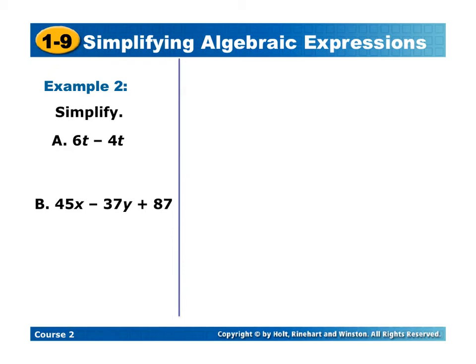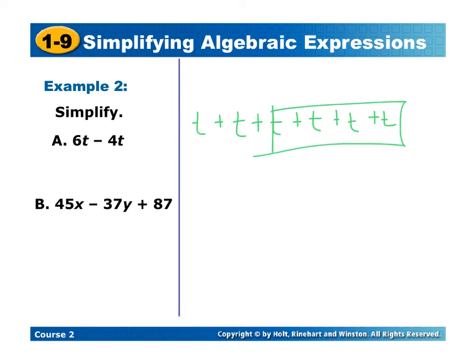So if we have 6t and 4t, we have a subtraction sign in between. You could draw out t plus t plus t. So now I have these 6 t's, and I'm taking away 4 of them. So I'm going to group these, and now these are all gone. So what am I left with? I'm left with simply 2t.